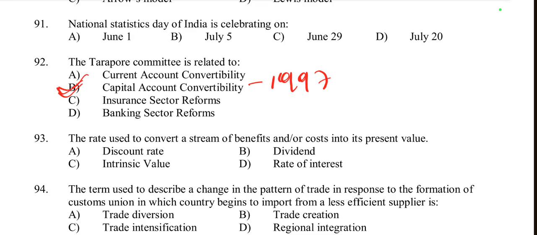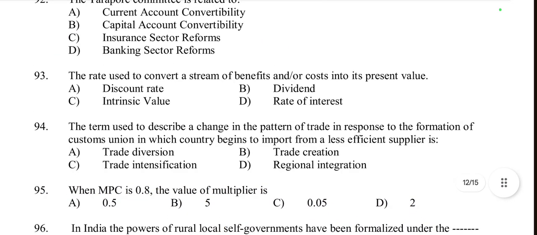It was chaired by S.S. Tarapore and was tasked with providing recommendations on how to achieve full capital account convertibility in India. The committee's report outlined the steps and conditions necessary for India to move towards a more liberalized approach to international capital flows. So it is related with capital account convertibility.